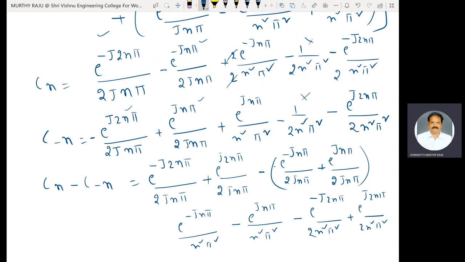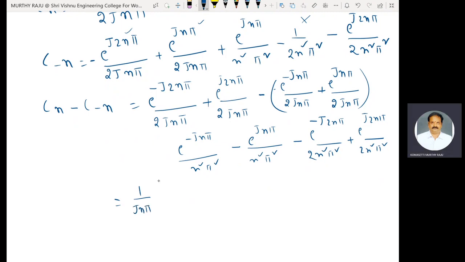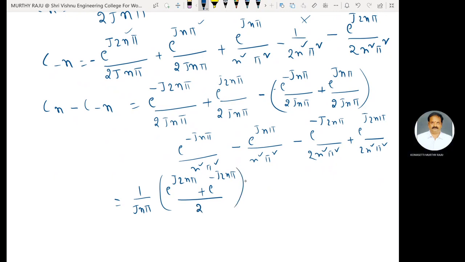Okay, now that is equal to 1 by jnπ [e^(-j2nπ)... ] write it down as (e^(j2nπ) + e^(-j2nπ))/2, minus 1 by jnπ (e^(jnπ) + e^(-jnπ))/2.